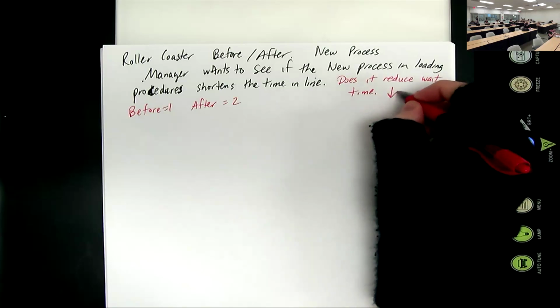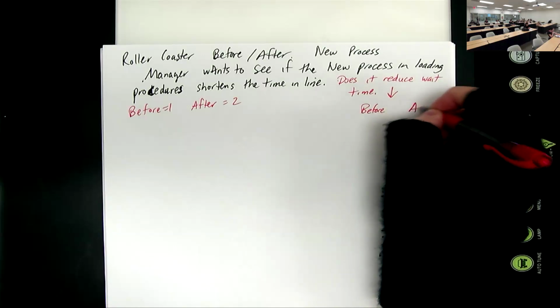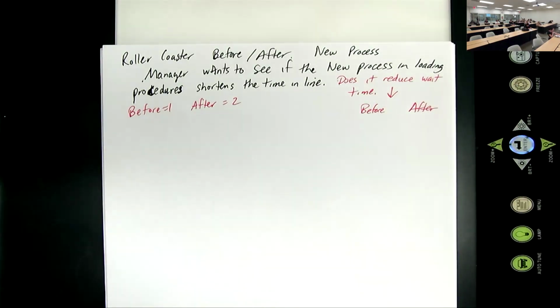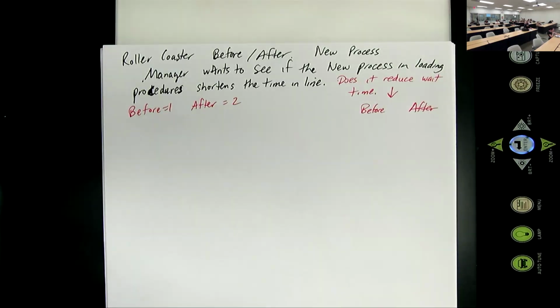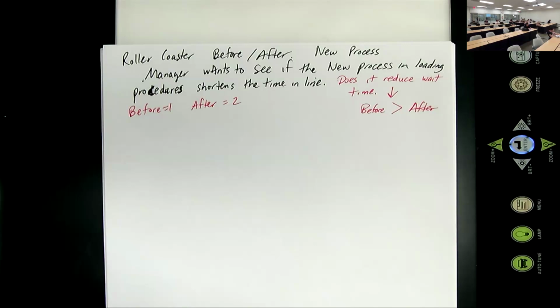What does reduced wait time mean in terms of an inequality here? It's listing the amount of time waited in line. So if the process reduces the wait time, should before be bigger than after or less than after? Should be bigger. It should take longer before, and afterwards there's less time, like if you did 25 minutes and it's down to 24 minutes, that's a decrease. So before is bigger than after.